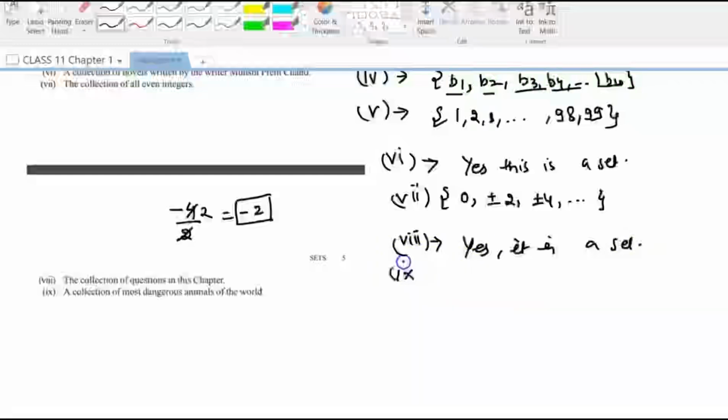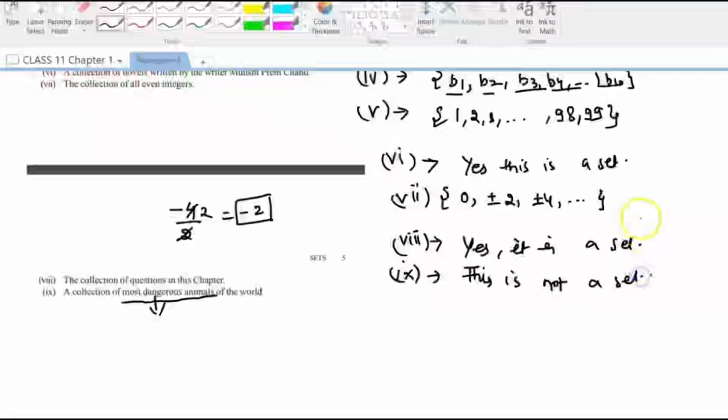Now let's see the last part of the first question. A collection of most dangerous animals of the world. Again, these types of terms, most dangerous, tall, beautiful, intelligent, are very subjective terms. For some people, even a lizard can be a dangerous animal. It is very subjective to individuals. So it is not a well-defined property, and hence this is not a set.